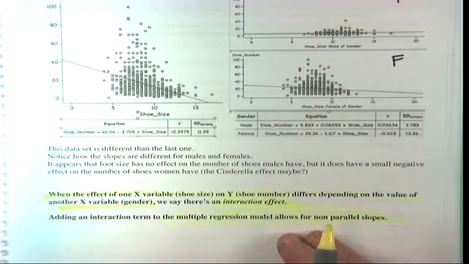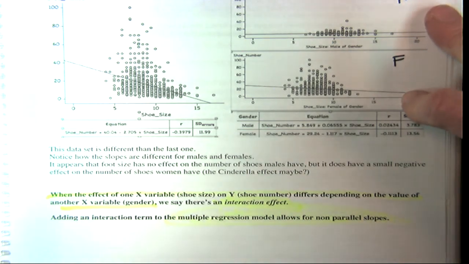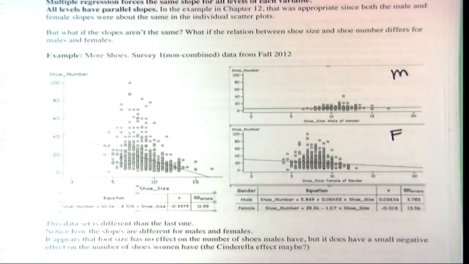So it allows us to get exactly what we get by stratification, the exact equations, if we add interaction terms. All right, so let's see how that works. And we'll just do this example and you'll see how that works.